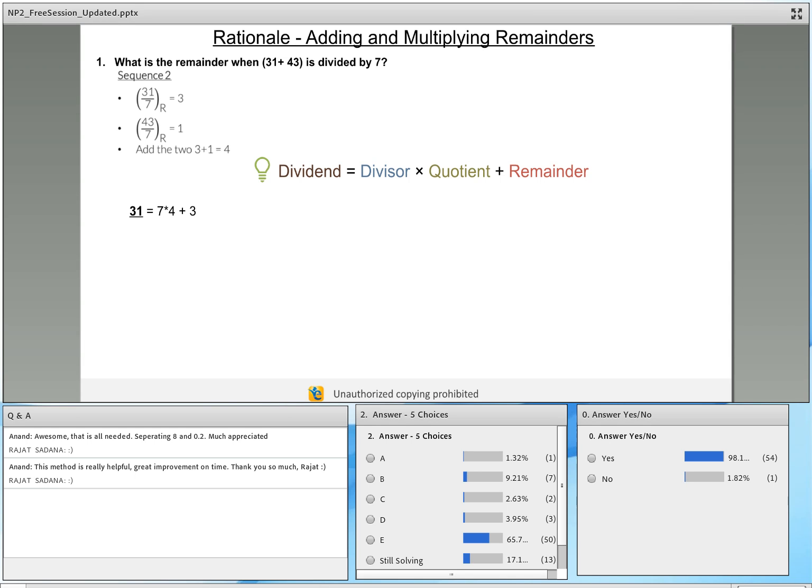31 can be expressed as 7 times 4, so a product of the divisor times something else, plus 3. And 43 can be expressed as 7 times 6 plus 1, which means when you do 31 plus 43, what you're doing is 7 times 4 plus 3 and plus 7 times 6 plus 1. I want you guys to focus on this expression. Can everyone understand how we got to this expression?